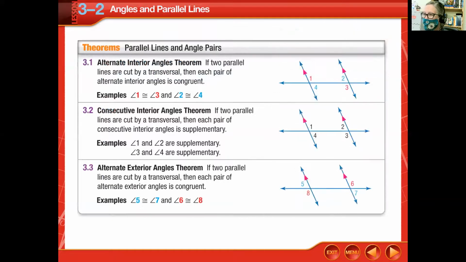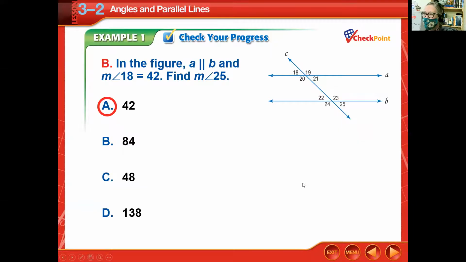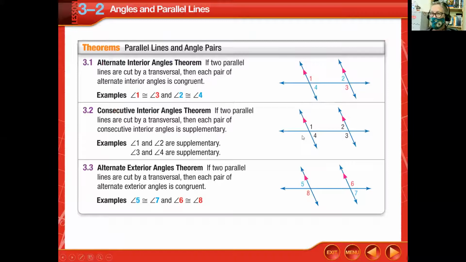Or you could just use the alternate exterior angles theorem, which states that if you have two parallel lines cut by a transversal, then each pair of alternate exterior angles is congruent. So in this case, 5 and 7 are exterior angles and they're alternating. So they're called alternate exterior. And that's exactly what we had in this situation. Angle 18 and angle 25, 18 was on the left, 25 was on the right. They're both exterior angles. So if you need to justify your answer, you could also use the alternate exterior angles theorem.